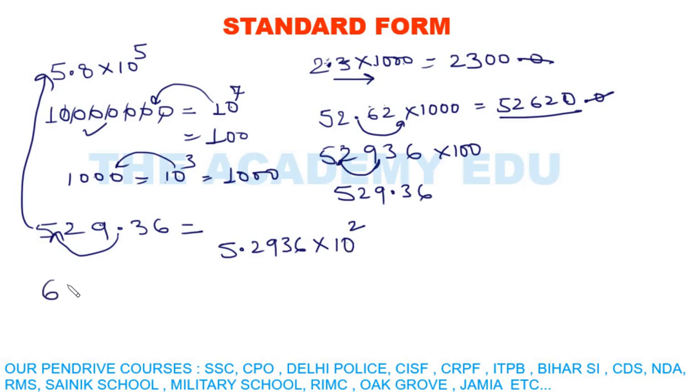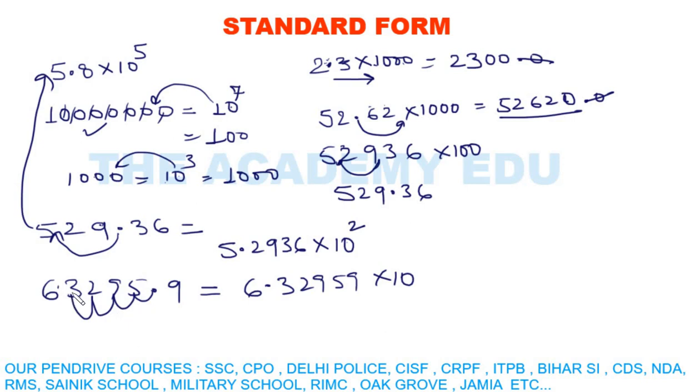Suppose we have 63295.9. How can I write it in standard form? So I will write 6.32959 into 10 raised to the power 1, 2, 3, 4. So there are 4 digits. I brought this decimal here, 4 digits left. So I will take 4 here. Got it? Whenever we move the point to the left side, the power comes in plus. See, plus 4, plus 2.